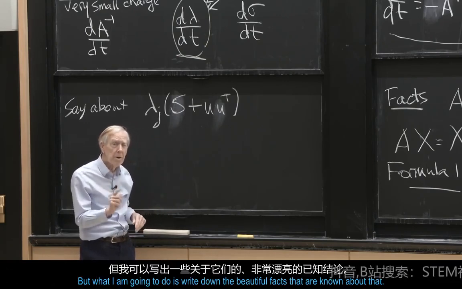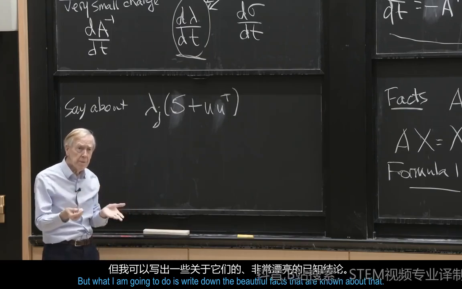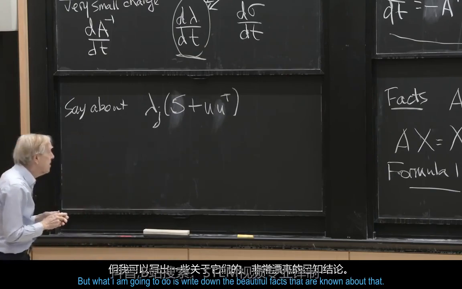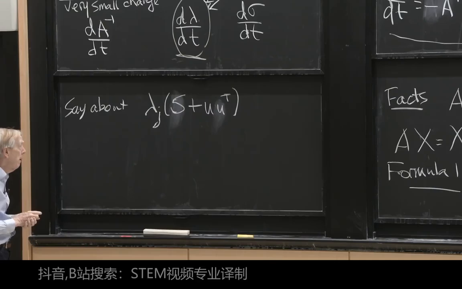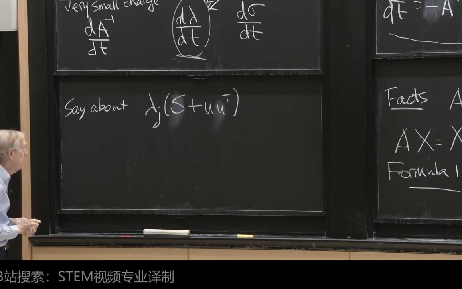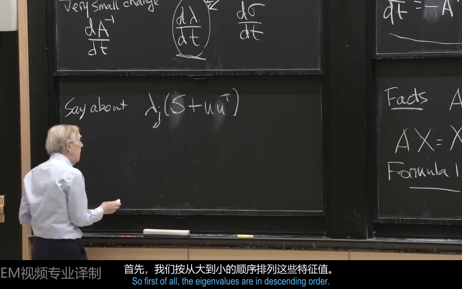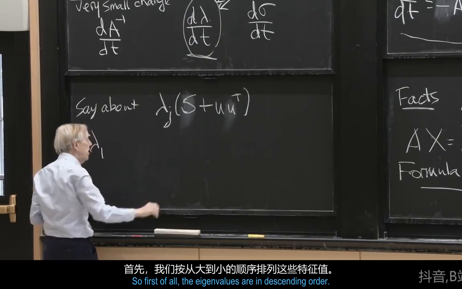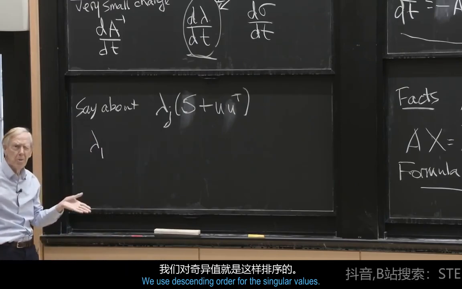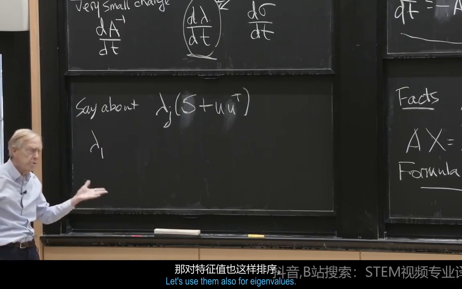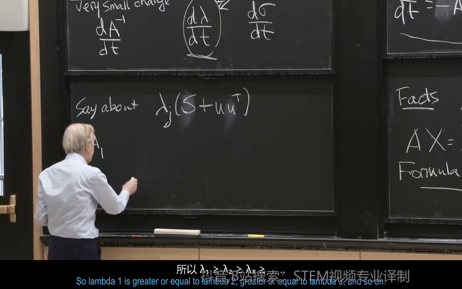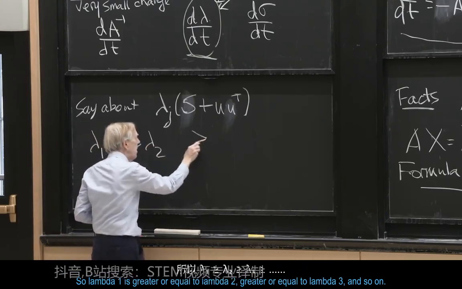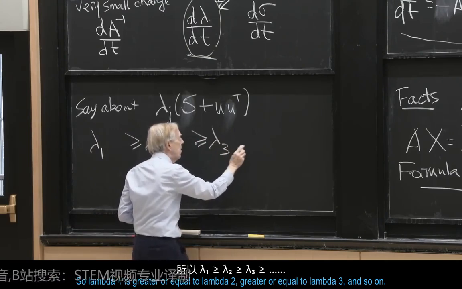But what I am going to do is write down the beautiful facts that are known about that. And here they are. So first of all, the eigenvalues are in descending order. We use descending order for singular values. Let's use them also for eigenvalues. So lambda 1 is greater or equal to lambda 2, greater or equal to lambda 3, and so on.